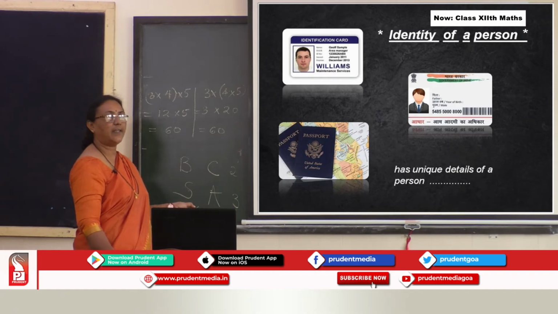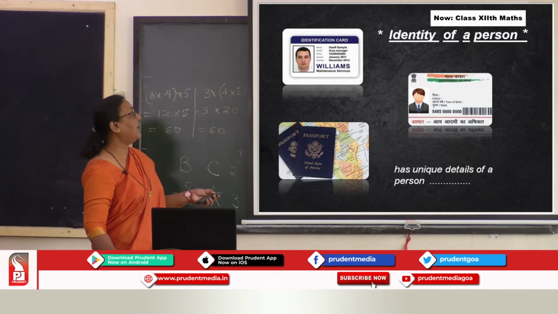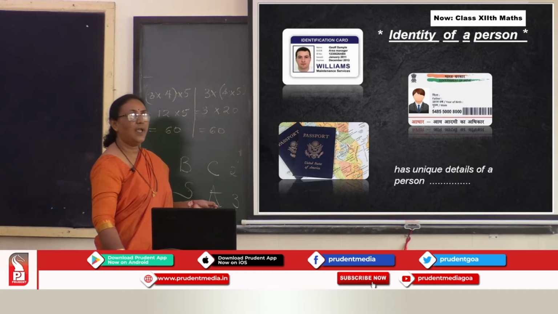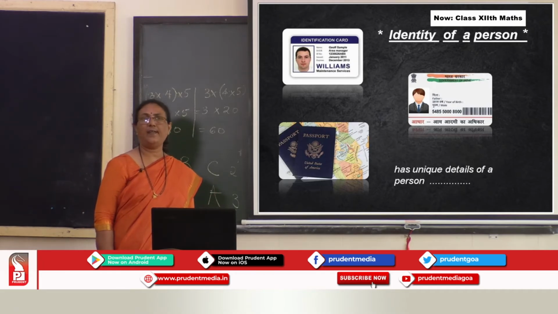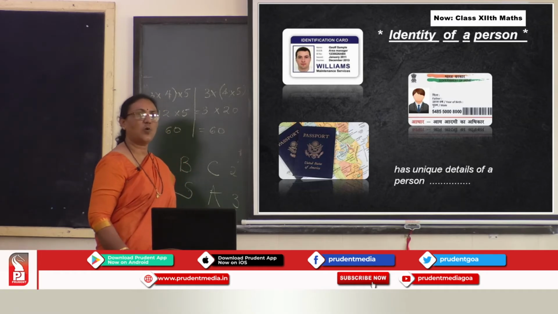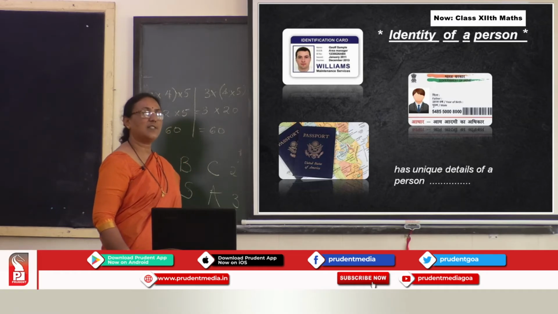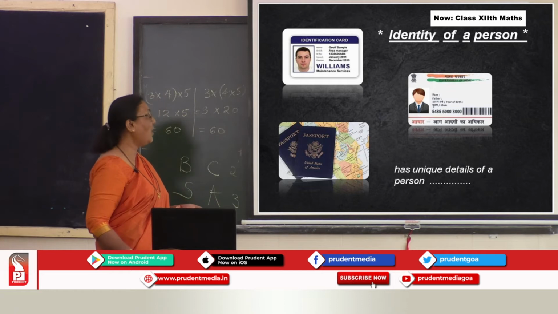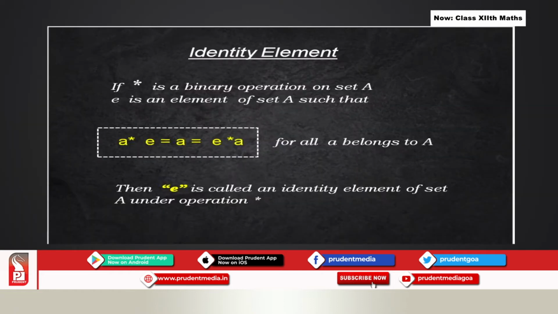Passport is your identity card. So these are the different identity cards. Same way, there is an identity element for a set also. In the set of numbers, there is an identity element for a set. Now let's see what an identity element is in maths.